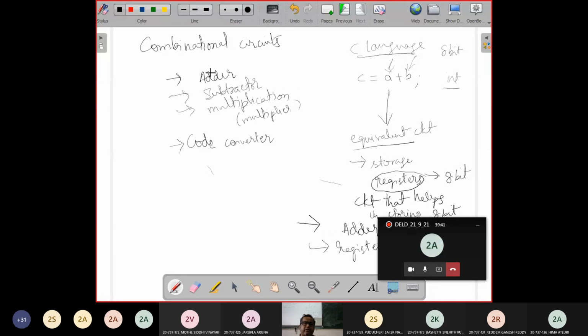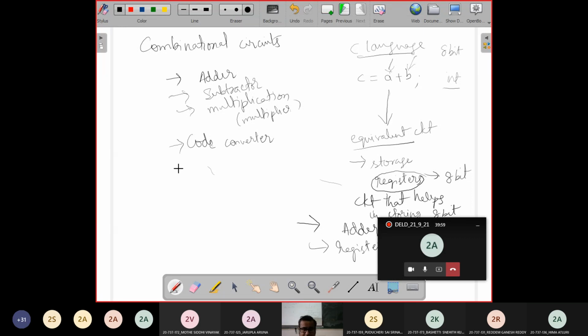Another example of a combinational circuit can be a code converter. How you can convert from one binary code to another binary code. We have different types of binary codes. So we have circuits called code converters, which will help us do this.